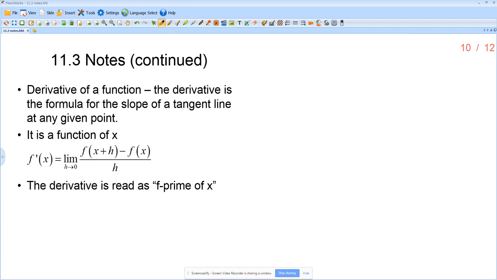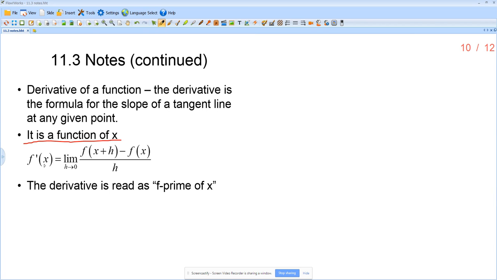Those take a long time. Now all I want to talk about is, what does that mean? Okay, cool, a derivative of a function. The derivative is the formula for the slope of the tangent line at any given point. So it is a function of x. That is super important to realize. When we're talking about the derivative, we're talking about a function.